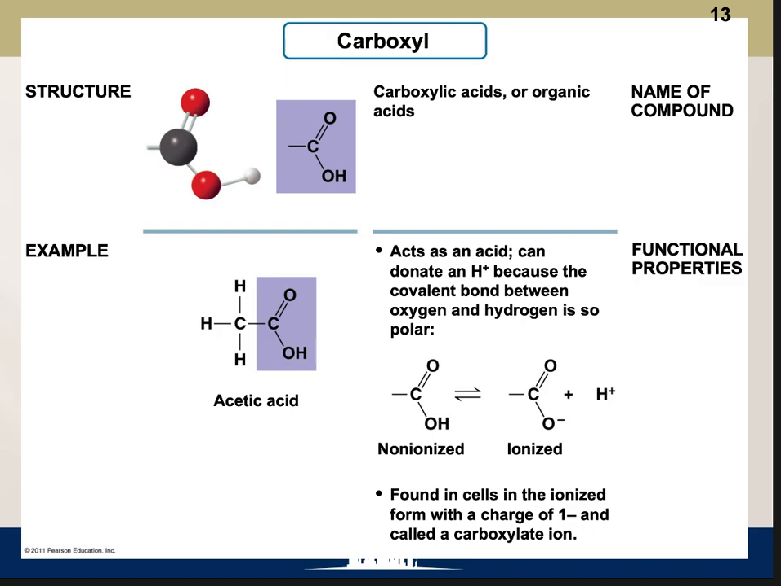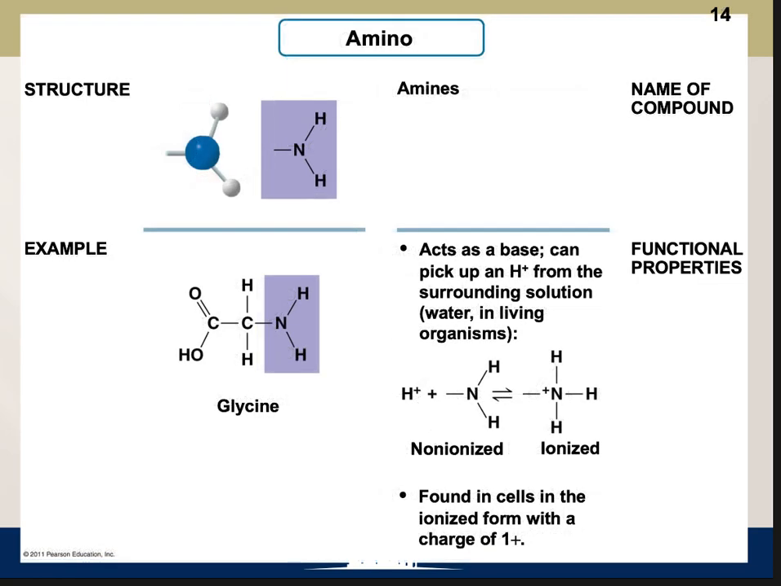Carboxyl, this can act as an acid because it can donate this proton. And so we see this in carboxylic acids and organic acids. Then we have amines, and this can act like a base. So going back to pH, it can act like a base and can pick up these protons. And this is going to be really helpful, like glycine, for cell walls.